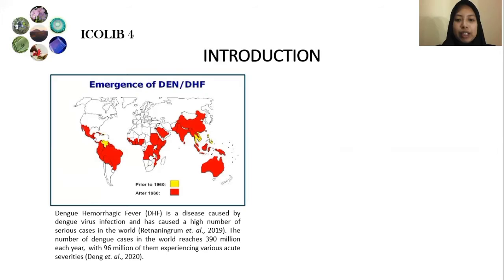Dengue hemorrhagic fever is a disease caused by dengue virus infection and has caused a high number of serious cases in the world. The dengue cases in the world reach 3,019 million each year, with 96 million of them experiencing various acute severities.